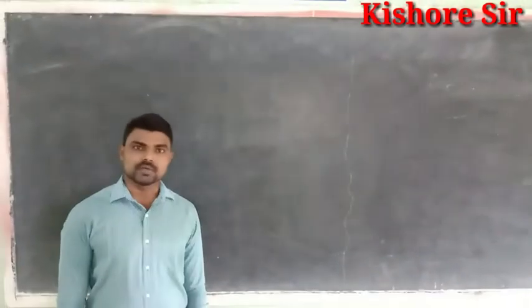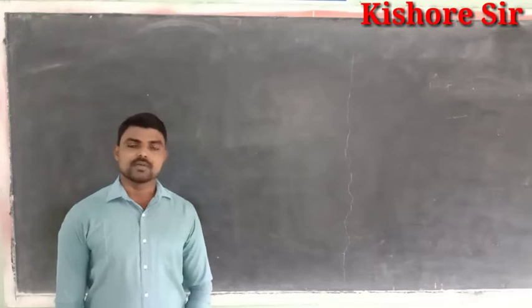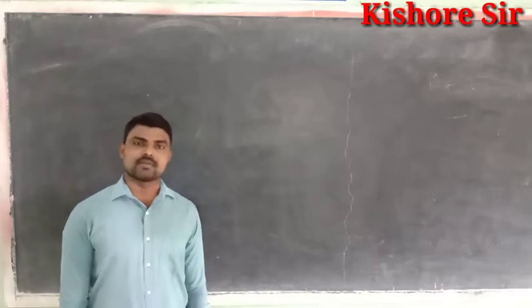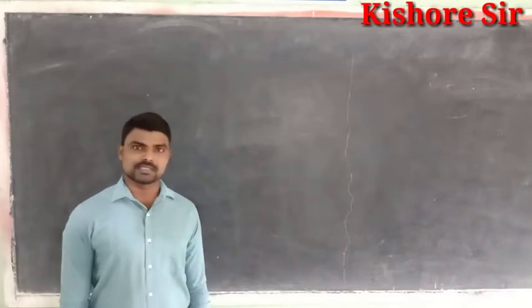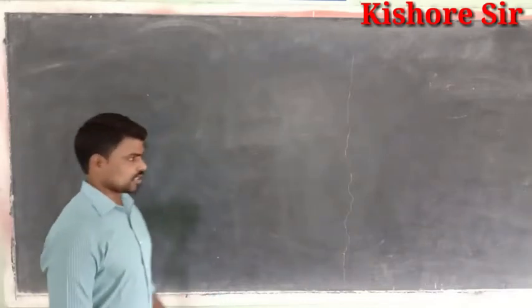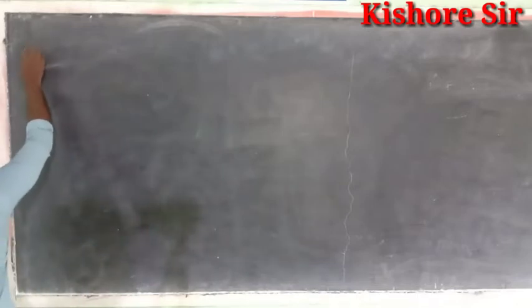Exercise 7.2 completed. Today I am going to start exercise 7.3. Before that, let me say a few formulas. Listen carefully. First one is area of the triangle.